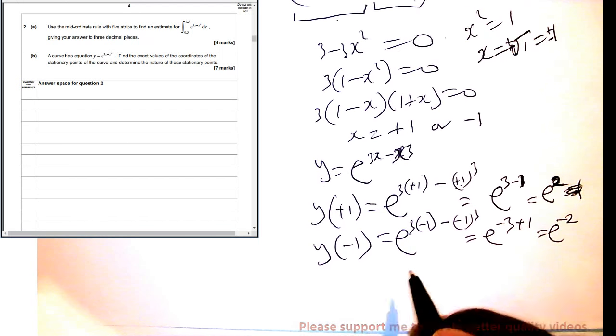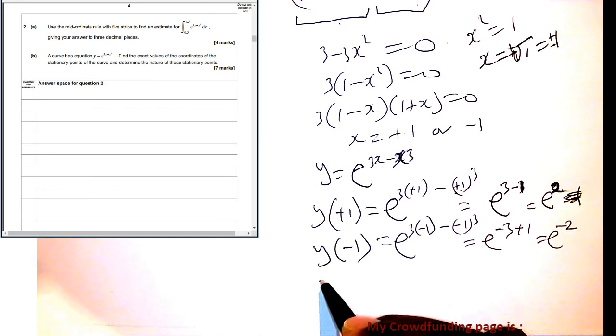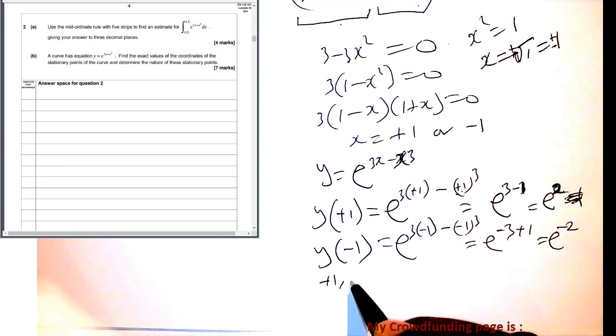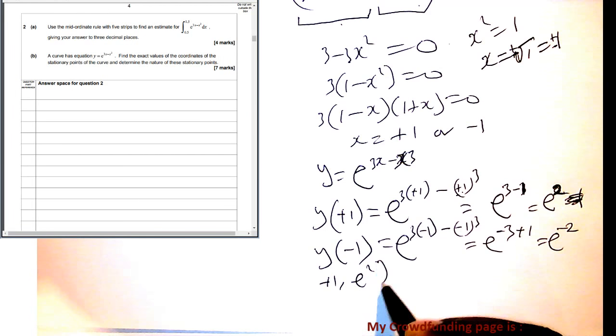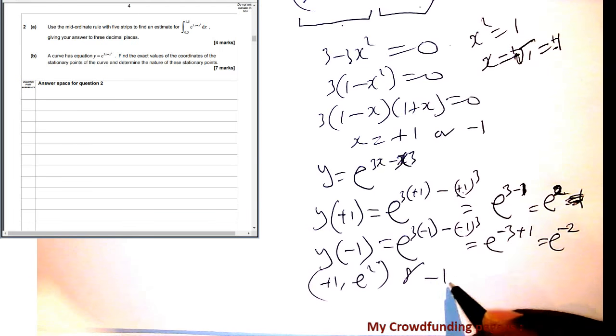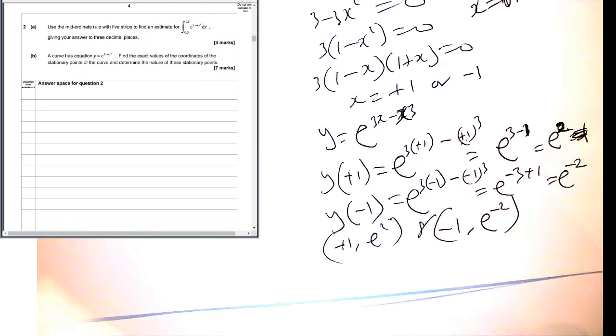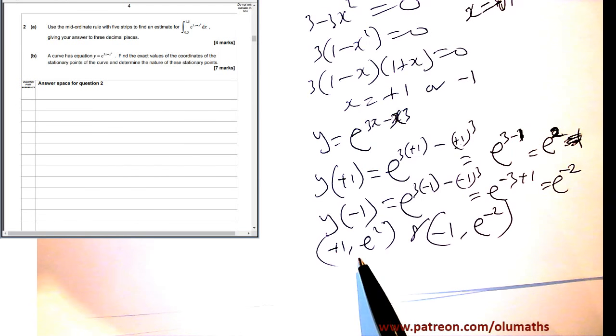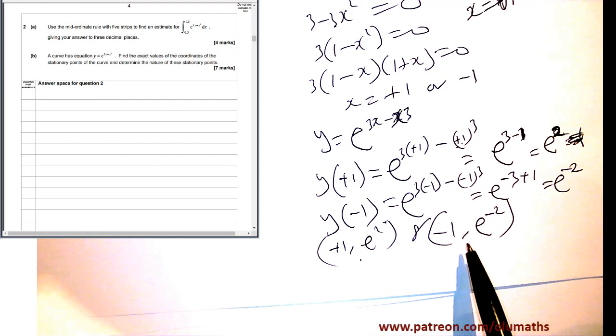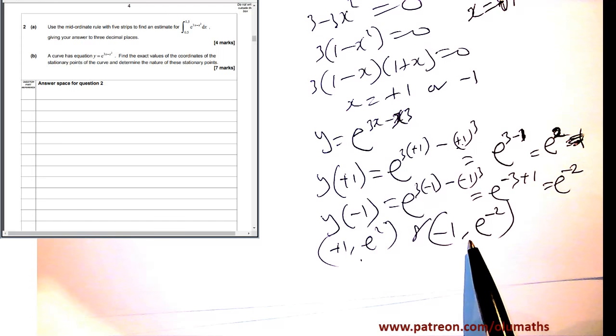So the coordinates are plus 1 comma e squared and minus 1 comma e to the negative 2. What we now need to say is if this is a minimum point or a maximum point, and if that is a minimum point or a maximum point.